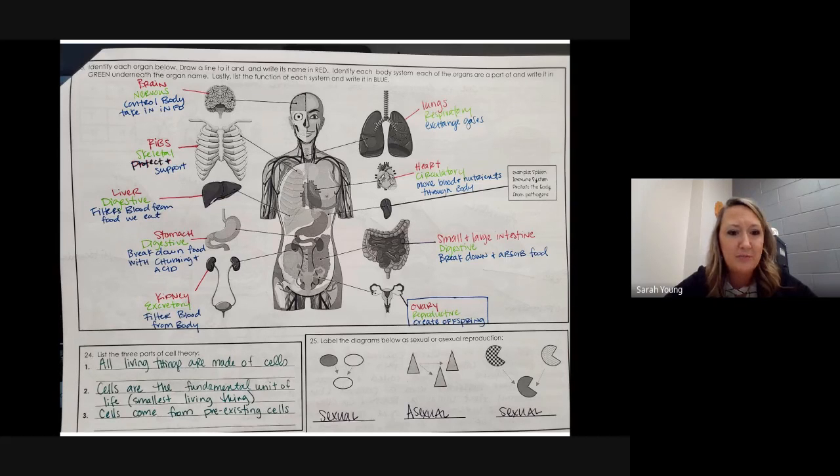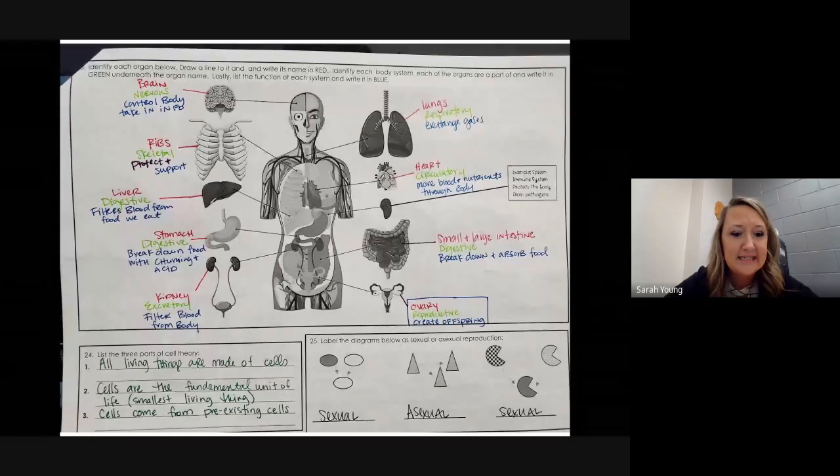So the first one was the brain. It's a part of our nervous system. It helps to control all of our body's functions, take in and send information to and from the brain. It processes and controls everything else in the body. The ribs are a part of the skeletal system. Their job is to protect and support.